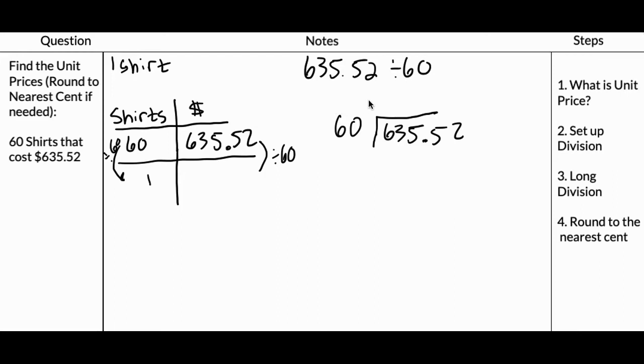We have to know that when we're doing long division, the first number goes on the inside. The nice part about this problem is that because we don't have a decimal in the divisor, we don't need to worry about multiplying by 100 or moving the decimal in either of these. All we need to know is that since there is a decimal in the dividend, we need to match that up with the decimal in the quotient. So now we're just doing long division and figuring out how many times 60 goes into 635.52.